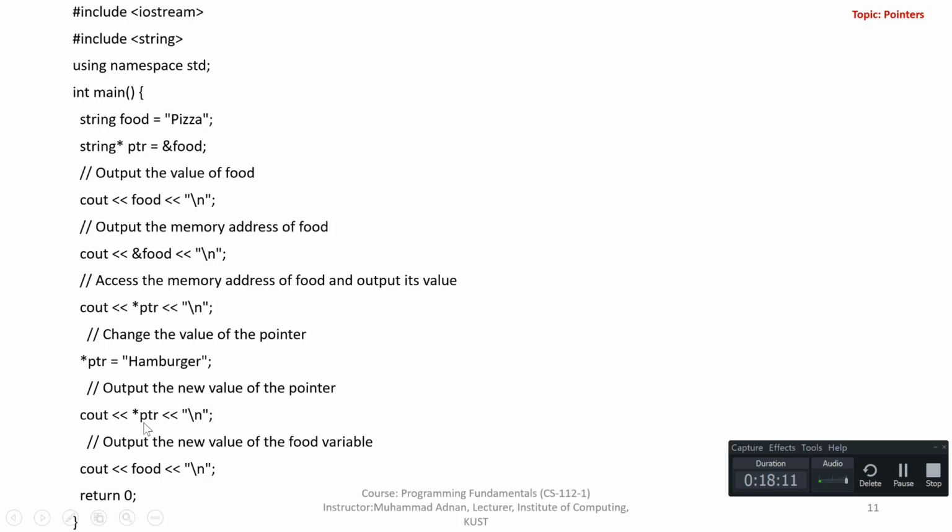So if you output the value of this pointer variable, if you once again use dereferencing, dereferencing means you go to the address of the pointer variable and then select that value and display that value. So you will see a newly changed value, which is hamburger, and same is the case with the food.